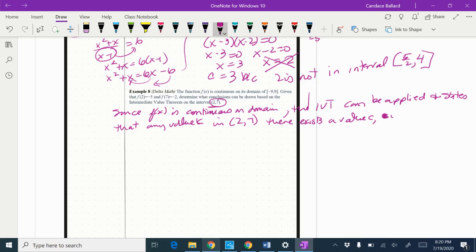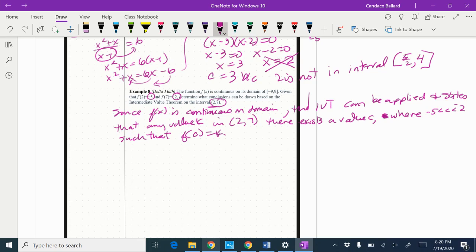where, they're using where instead of such that, and then you want to tell them what the y values were that they gave us. So that's between -5 and -2. So -5 less than c less than -2, such that f of c equals k. And then they're going to give you some other information.